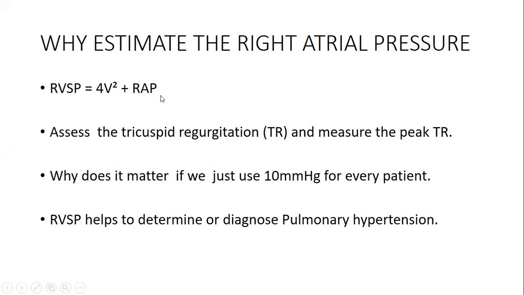Then this formula is dependent on the tricuspid regurgitation. So you measure your TR, tricuspid regurgitation, as a velocity, and then you square it and multiply it by 4. The figure you find, you add to a constant 10. That constant 10 will give you the right ventricle systolic pressure.